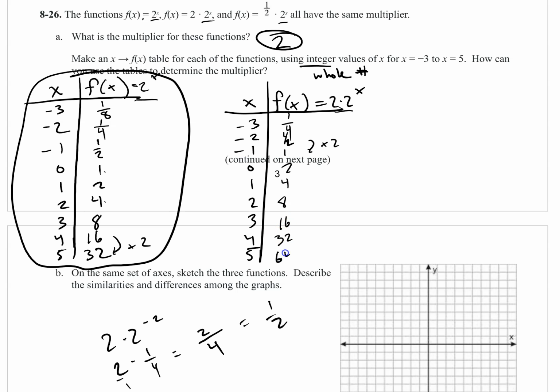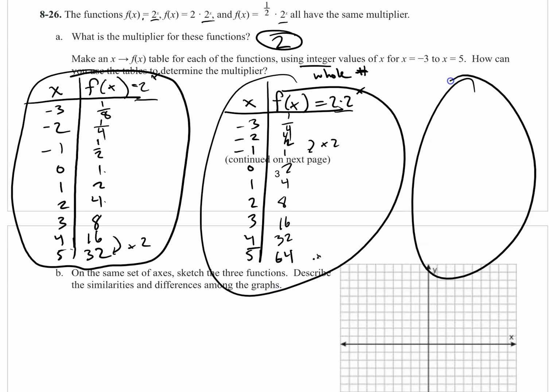So you can see that these lists are similar. This one is like one term ahead. Like the fifth term here is 32. The fourth term is 32 over here. But it's the same pattern of growth. Don't forget to do the last table.